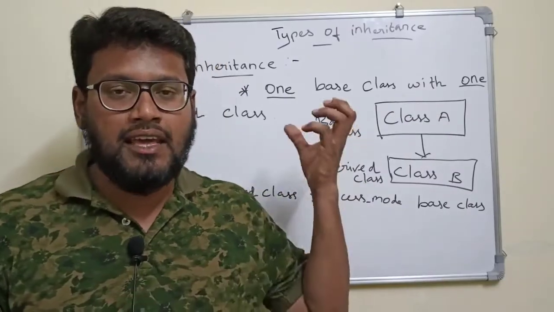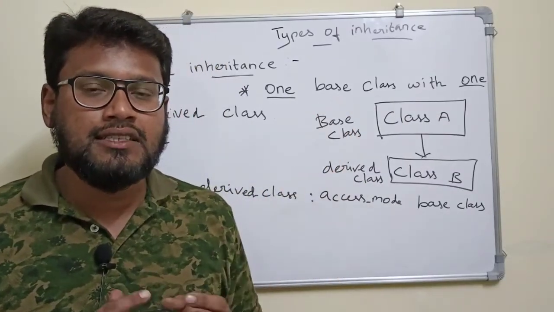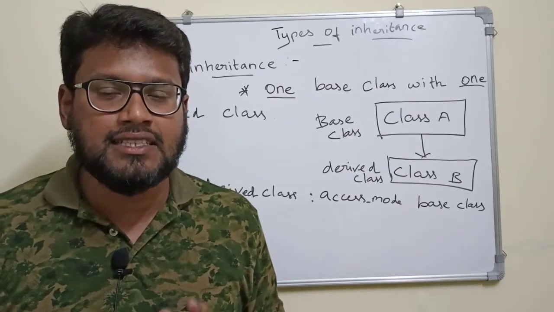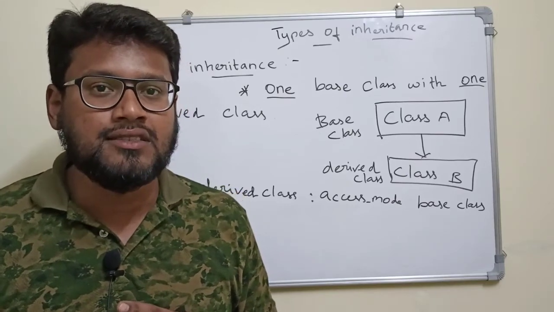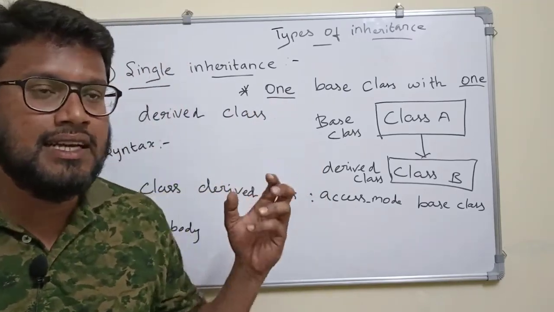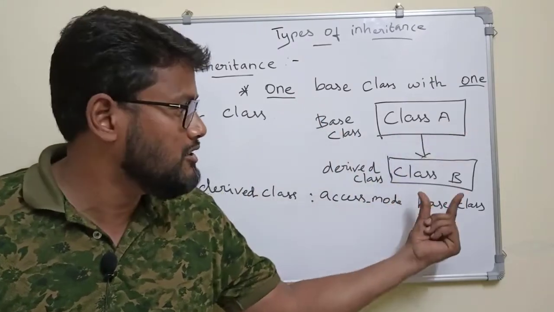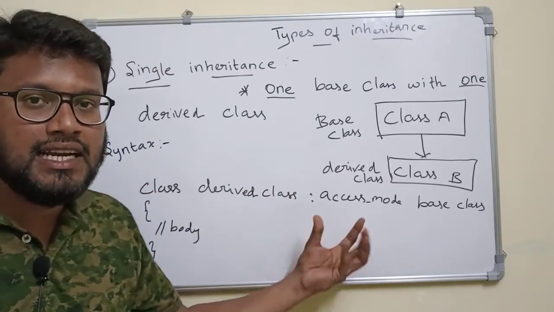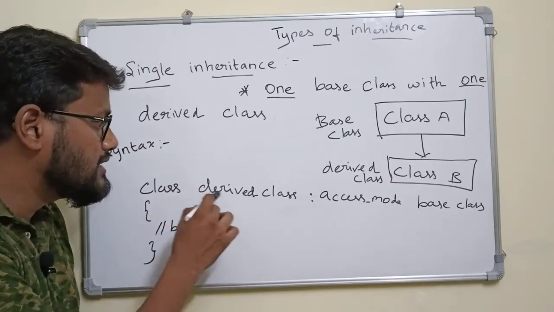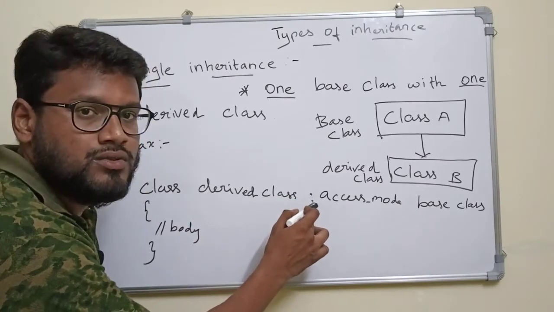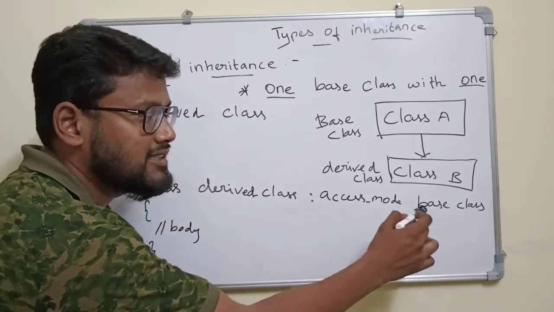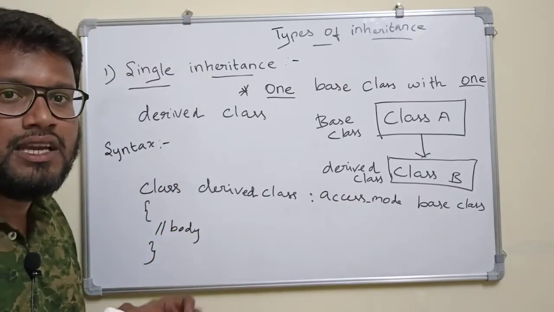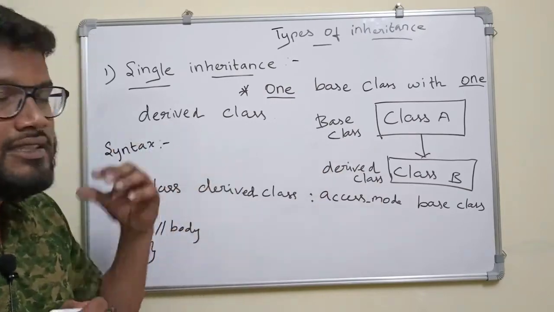Next, let's see the types of inheritance. There are five types: single inheritance, multiple inheritance, multi-level inheritance, hierarchical inheritance, and hybrid inheritance. Let's see single inheritance. In single inheritance, there is one base class with one derived class. Use this syntax to declare a derived class: class, the derived class name, a colon to inherit the base class, then the access mode and the base class. Using this syntax, we can declare a derived class for single inheritance.